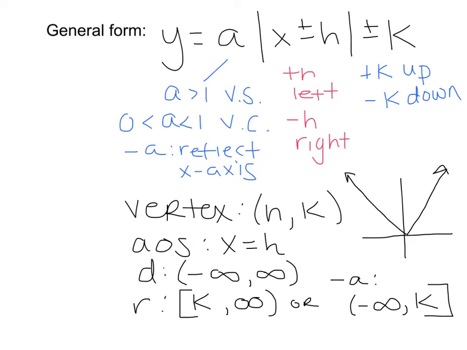Alright, now let's also come back up here and let's talk about A, okay? So A is going to be your vertical stretch or your vertical compression, and since we're talking about two straight lines that meet at the vertex, A is also going to be the slope that we're going to graph from the vertex.